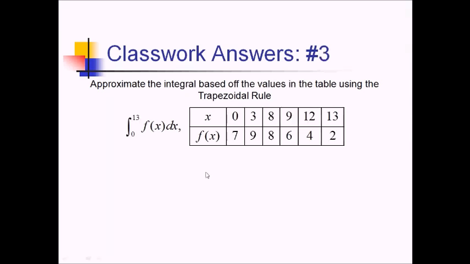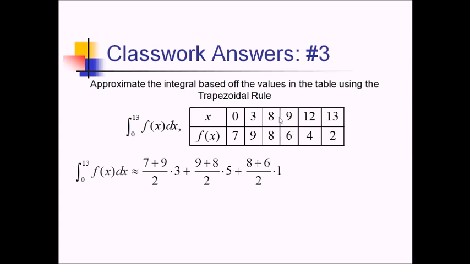On this problem, we want to approximate the integral from 0 to 13 of f of x using this table. So trapezoidal approximation, we've got 7 plus 9 over 2 times a base of 3. Then we've got 9 plus 8 over 2 times a base of 5. 8 plus 6 over 2 times a base of 1. 6 plus 4 over 2 times a base of 3. And 4 plus 2 over 2 times a base of 1.